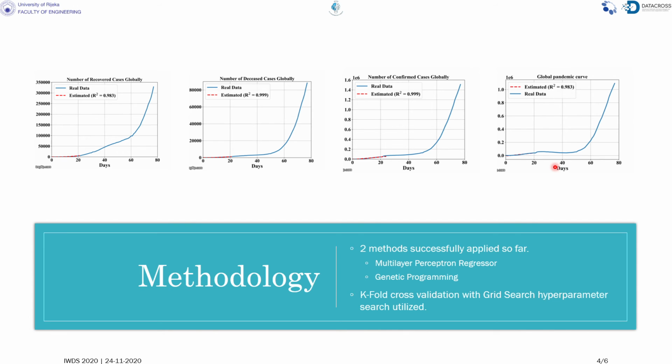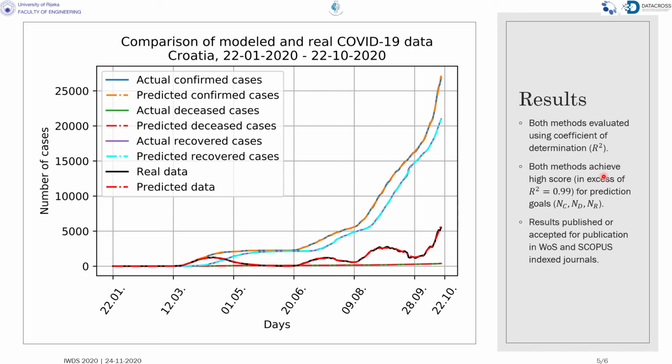Both algorithms have a k-fold cross-validation applied to them, where k equals 10, in order to determine the stability of the solution, and the hyperparameters for both methods have been optimized using grid search. The results for both methods have been evaluated using the coefficient of determination, R². For the latest results, both methods achieve high scores in excess of 0.99 for all 3 prediction goals.